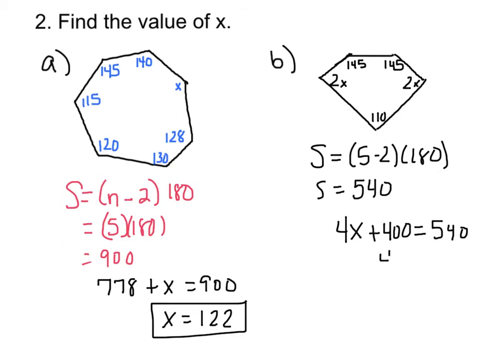So you subtract 400 on both sides. 4x equals 140. You divide both sides by 4. And the value of x would be 35.